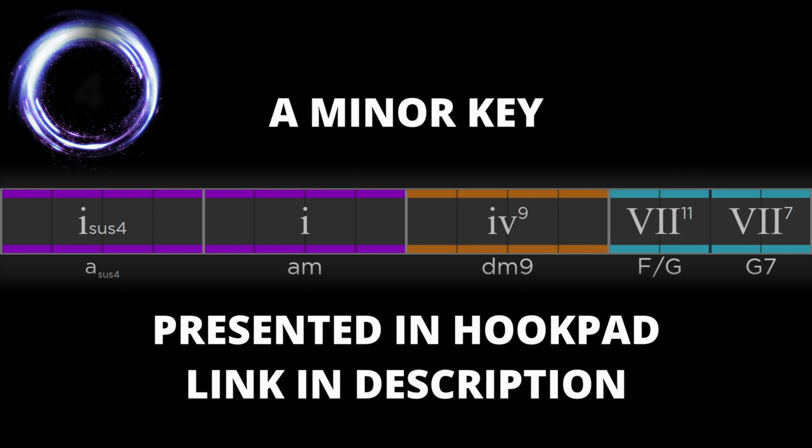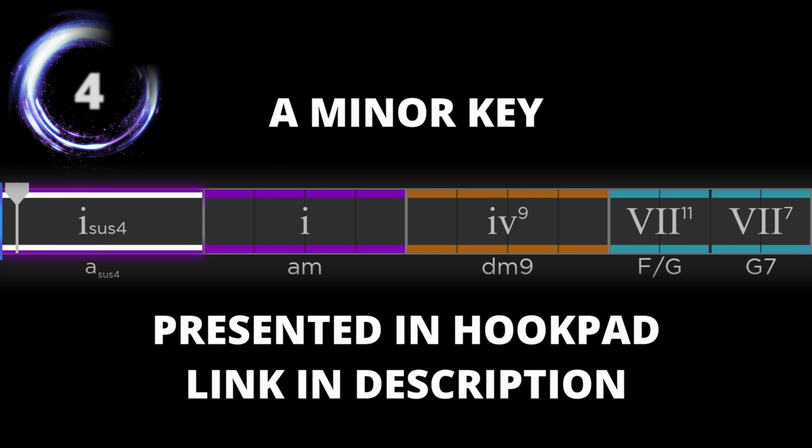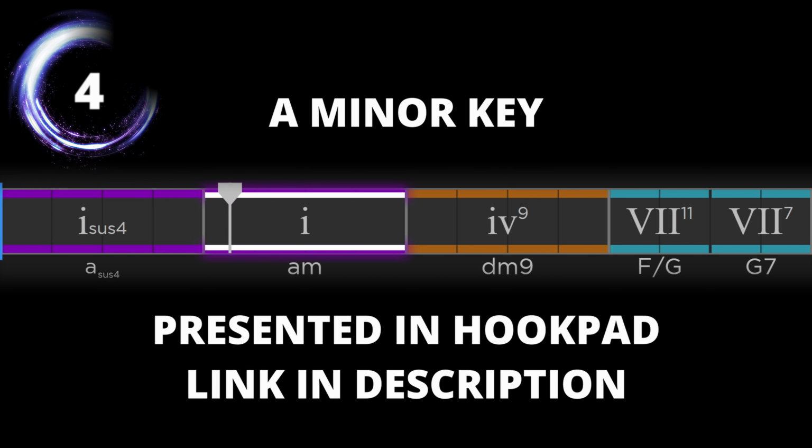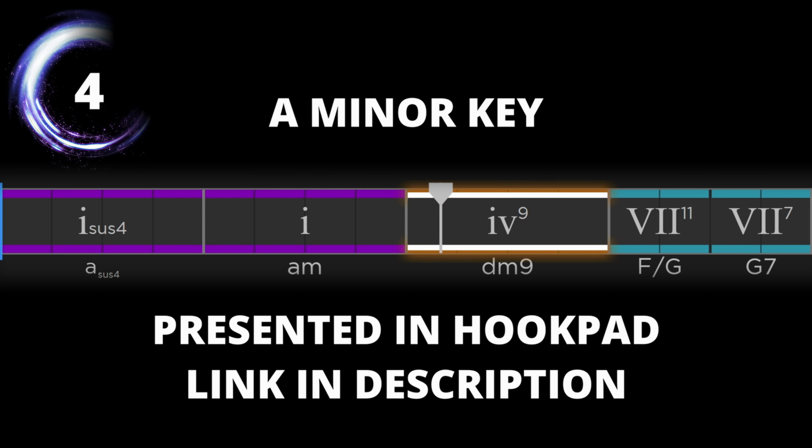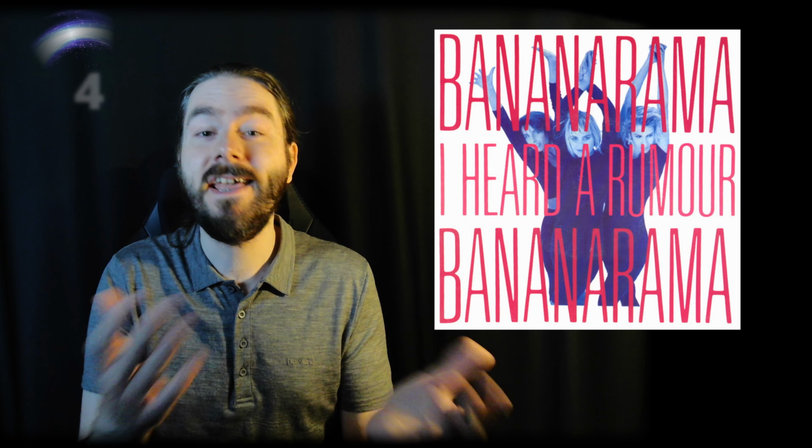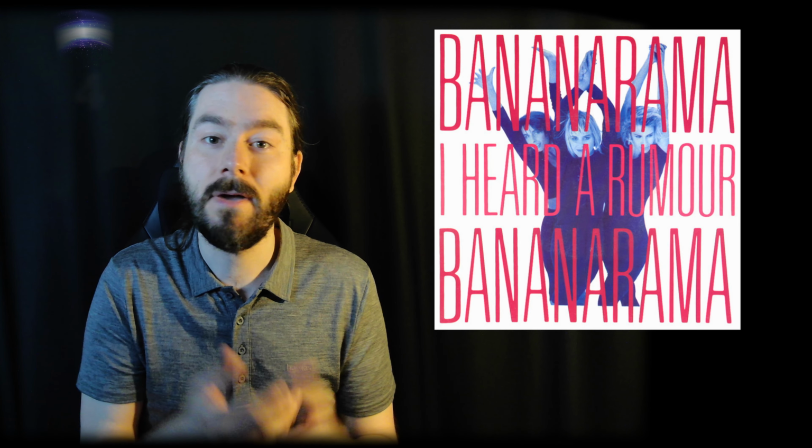Next up is number 4. 1 sus4, 1, 4 minor 9th, 7 dominant 11th, 7 dominant 7th. This progression mixes several chord types with the minor 9th, including dominant 11th and 7th chords. If some of these chords are beyond you, then pick one or two and experiment with them in your progressions gradually. Less is more. You can hear this progression in I Heard a Rumor by Bananarama.